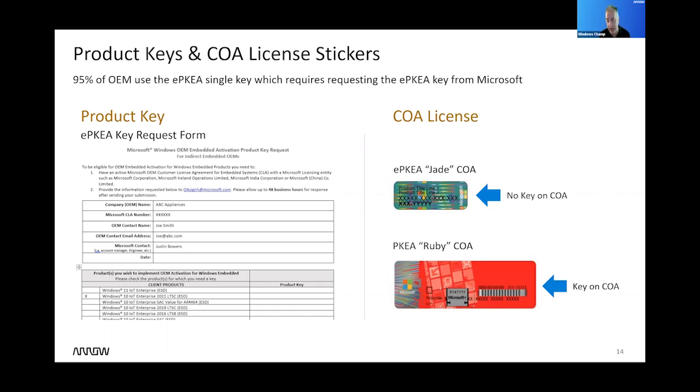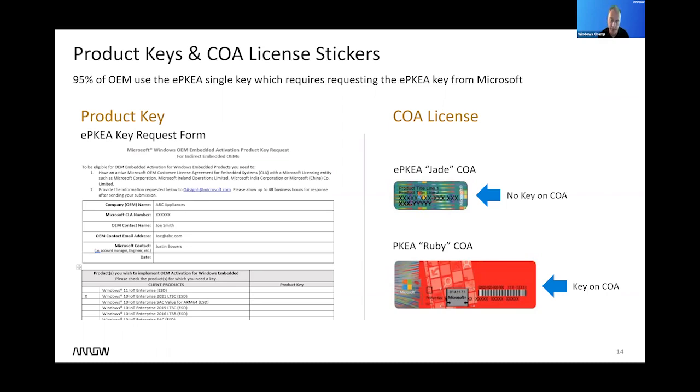There are two types of COA stickers. EPKEA is the green one there, the little small one. 98% of our customers use that because it's a single key. There's no key on the COA itself. You just put the key in your image, and then you buy the tiny little sticker and put it on the device. But you do have access to what they call the Ruby COA, which is a much larger sticker.